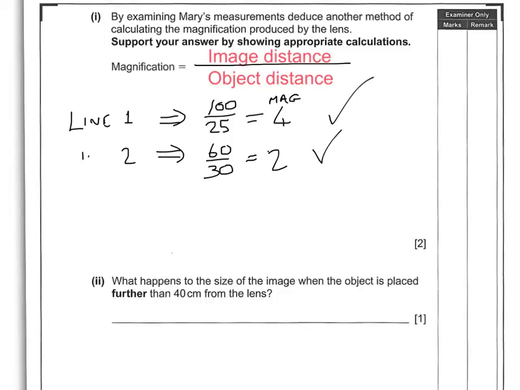It says then below, what happens to the size of the image when the object is placed further than 40 centimeters from the lens? So you can see in the table, if you're looking at it, that 40 centimeters is where we got a magnification of 1. And for an object placed further than that, the object distance is greater than 40, and it goes to 0.8, which means the magnification is getting less than 1, which means the image is being made smaller than the object. And so the image will be smaller than the object at that point.